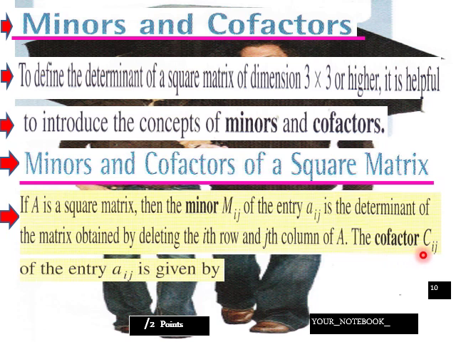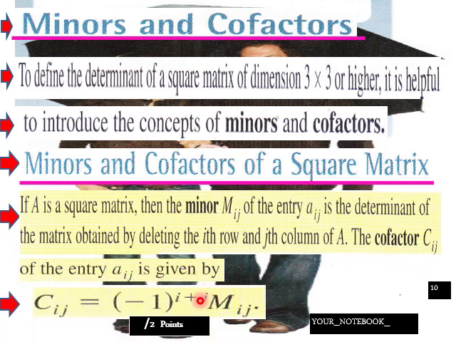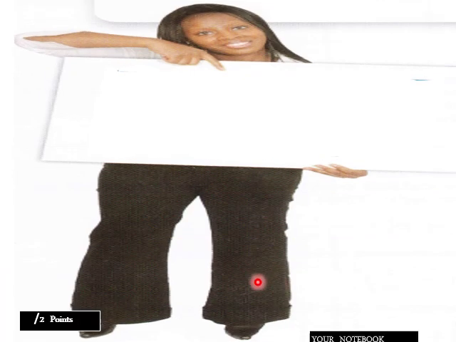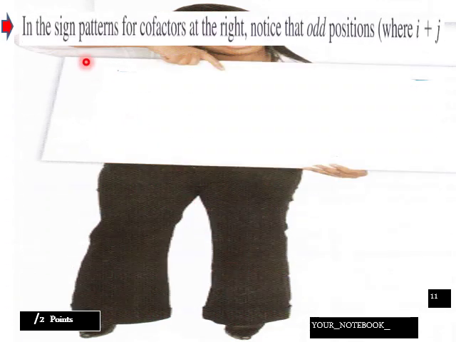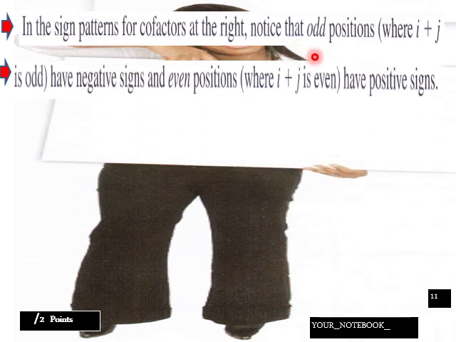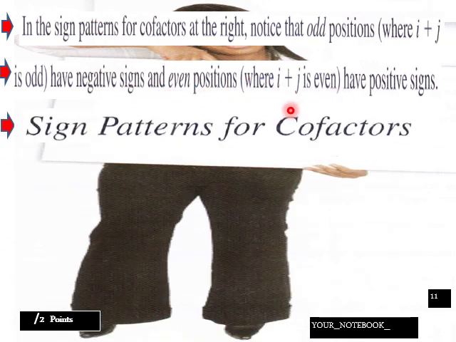The cofactor Cij of the entry Aij is given by Cij equals negative 1 to the i plus j power times Mij. So, what's that? In the sign patterns for cofactors, notice that the positions where i plus j is odd have negative signs, and positions where i plus j is even have positive signs.